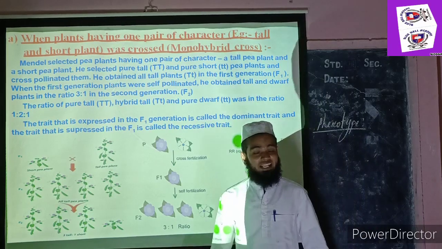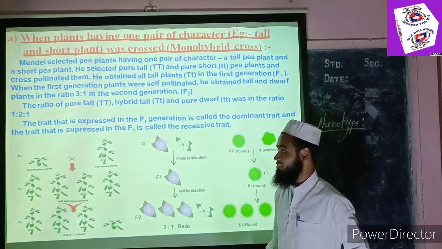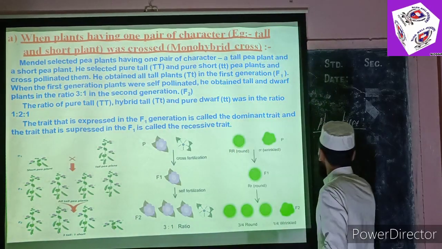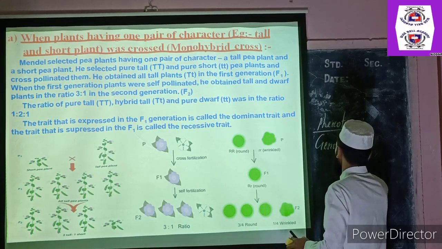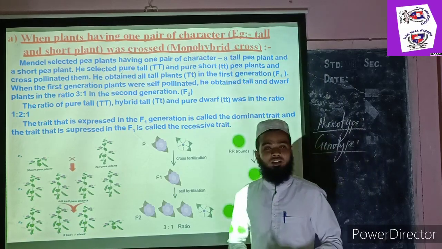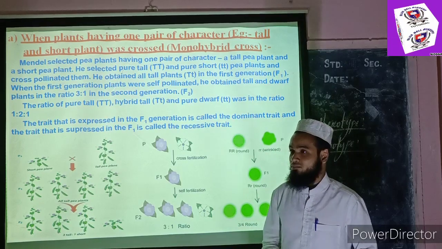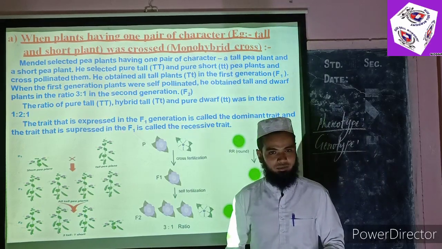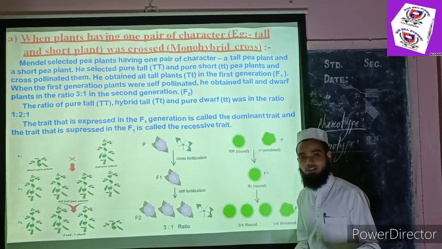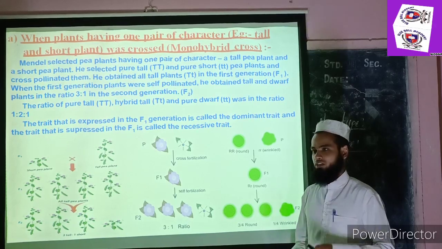Phenotype means the external appearance of an organism, or the external characters of an organism. In the same manner, we have genotype. The genetic makeup, or genetic constituent, of an organism is considered as genotype. External appearance of an organism is considered as phenotype, and genetic makeup or genetic constituent of an organism is considered as genotype.